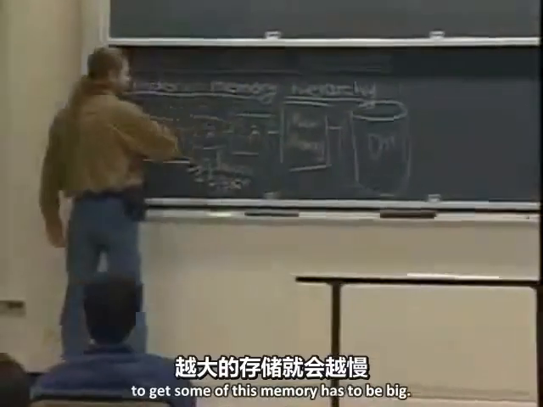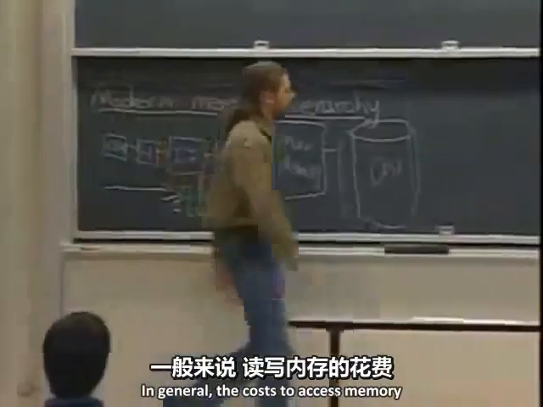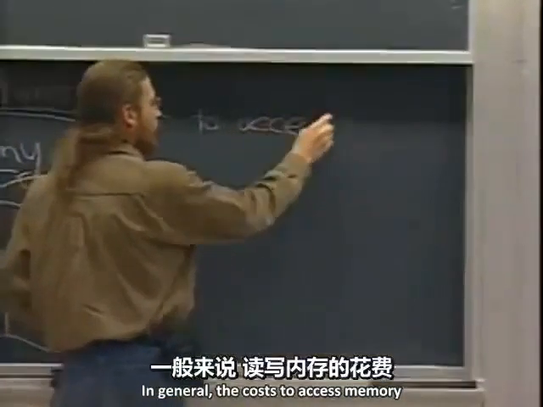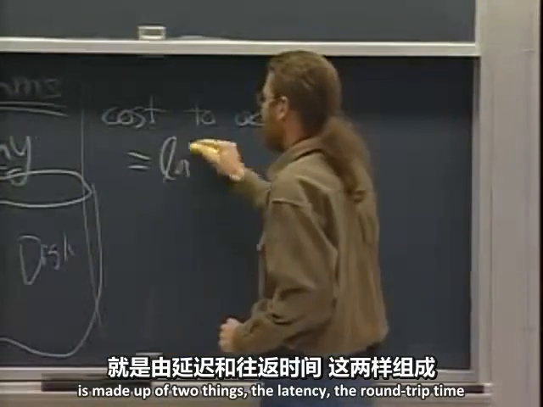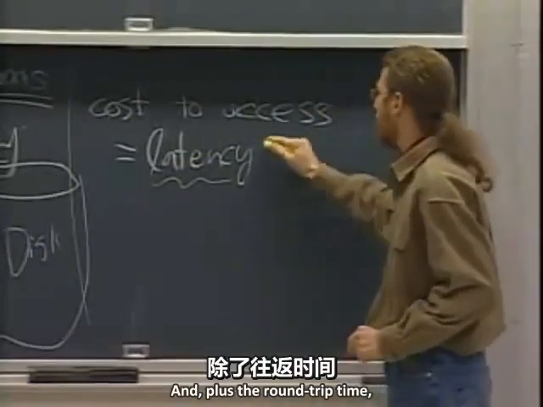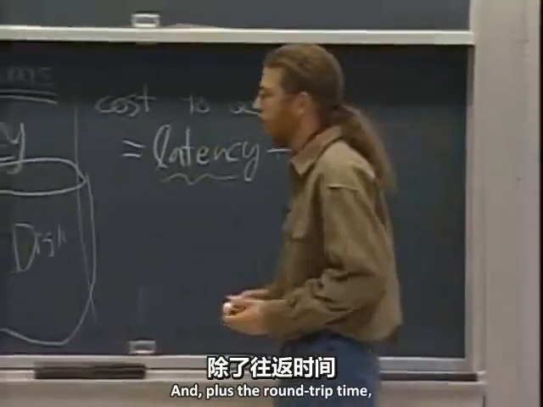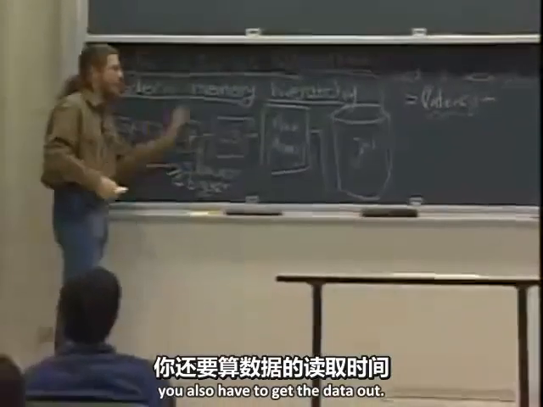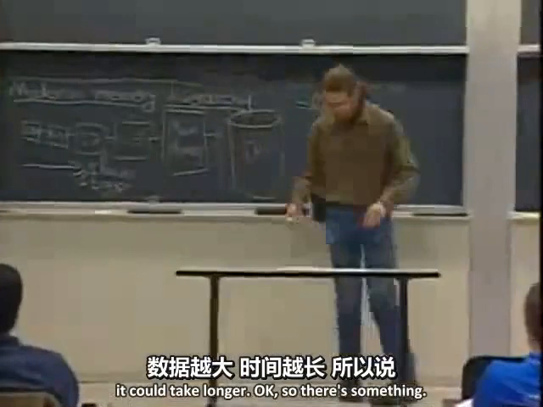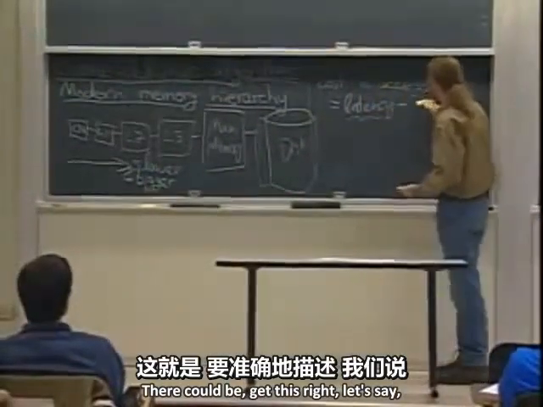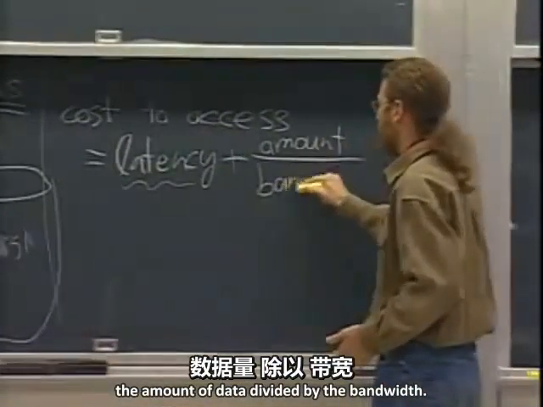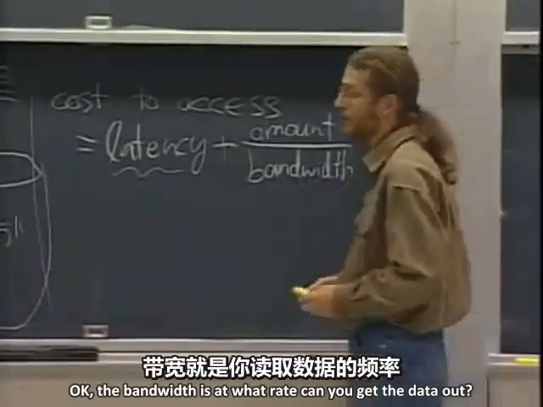The latency, the round-trip time to get some of this memory, has to be big. In general, the cost to access memory is made up of two things. There's the latency, the round-trip time, which in particular is limited by the speed of light, let's say. Plus the round-trip time, you also have to get the data out. And depending on how much data you want, it could take longer. So this would be the amount of data divided by the bandwidth. The bandwidth is the rate at which you can get the data out.